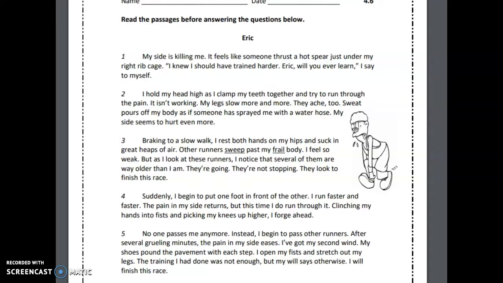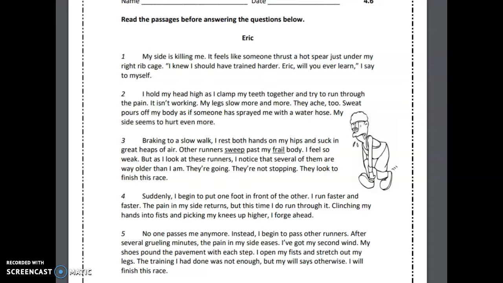Other runners sweep past my frail body. I feel so weak, but as I look at these runners, I notice that several of them are way older than I am. They're going. They're not stopping. They look to finish this race. Suddenly, I begin to put one foot in front of the other. I run faster and faster. The pain in my side returns, but this time I do run through it. Clenching my hands into fists and keeping my knees up high, I forge ahead. No one passes me anymore. Instead, I begin to pass other runners.